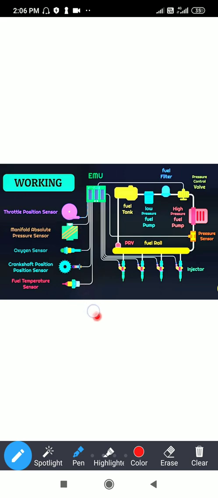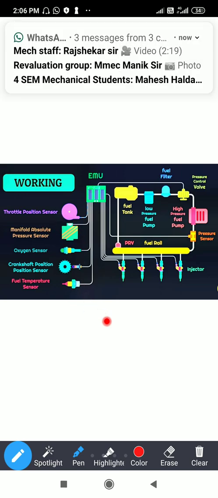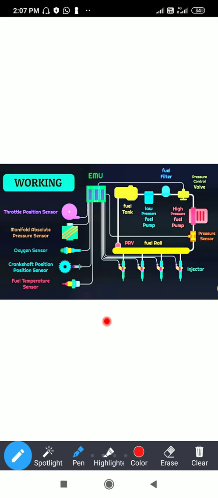Throttle position sensor, which is located near the carburetor. Throttle position sensor means what? The throat is there, from where both the air and fuel mixture come out. Over there the sensor is kept to identify whether the fuel or air mixture is coming in the proper manner or not.